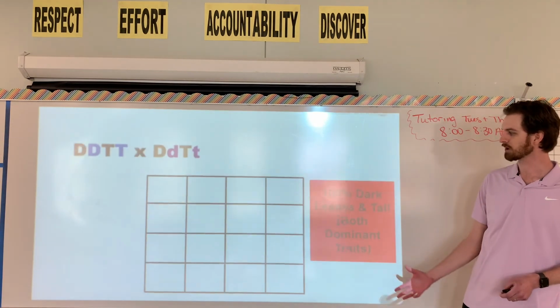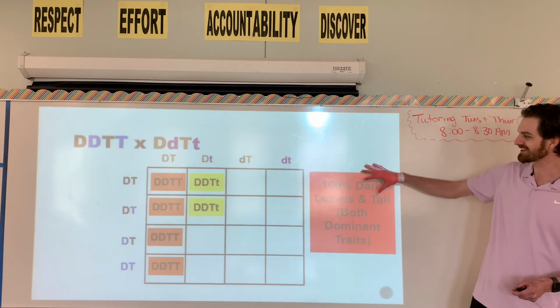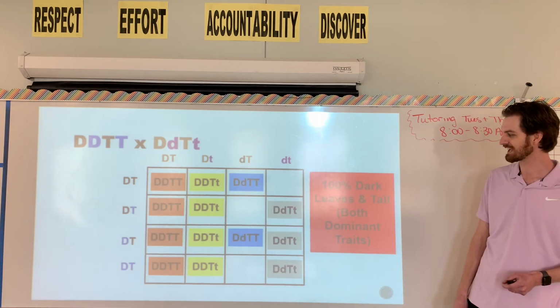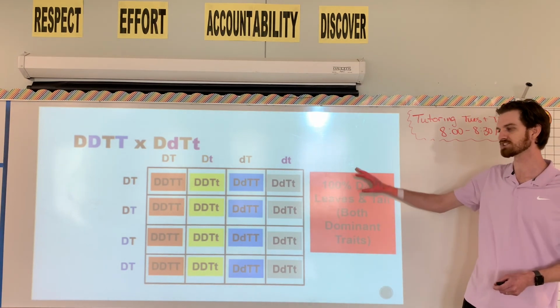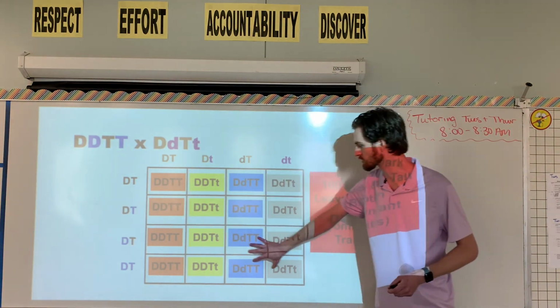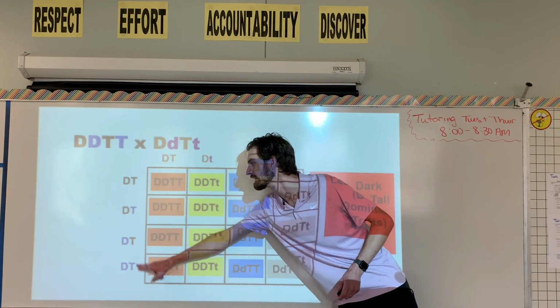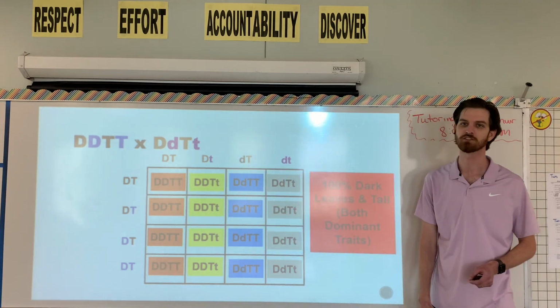So overall, in each scenario, man, I should get rid of this animation. In each scenario, I'm going to end up with dark leaves, and I'm going to end up with tall plants, because that's all I have to work with, right? It's all that was given. Everybody got a dark trait, everybody got a tall trait, mainly because of this parent over here gave all that, so it kind of dictated what everything else got.